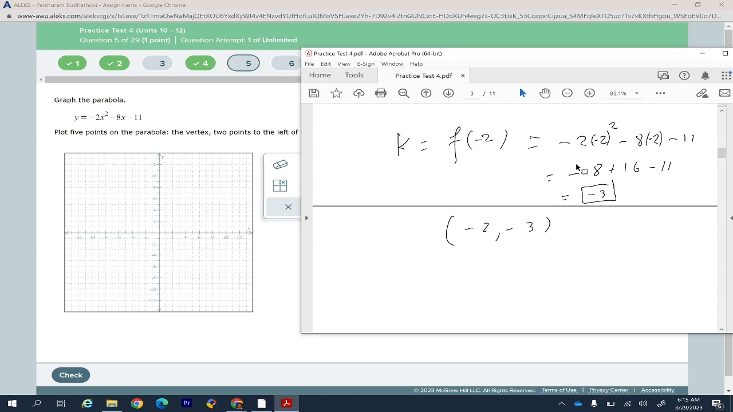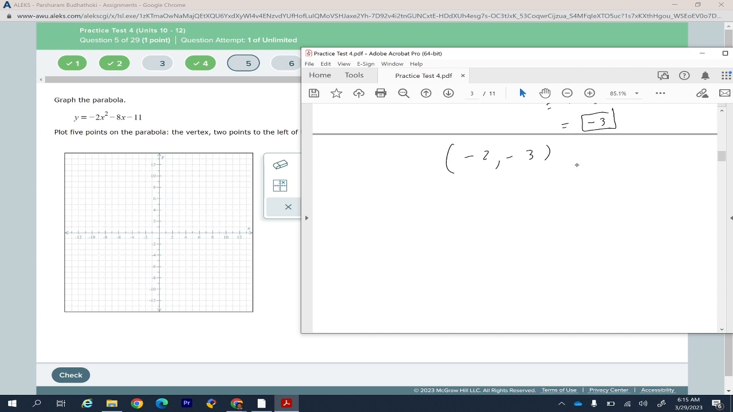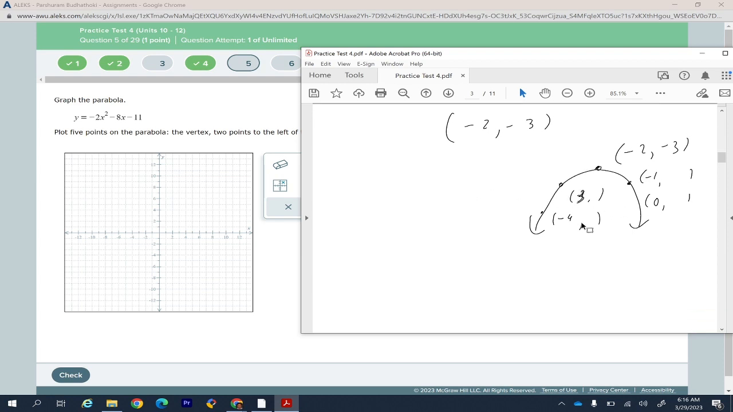So that's the vertex. And now, after finding the vertex, we need 2 points to the left. So we have to pick something. Let's say x is negative 1. Find the value of the function when x is negative 1. To the left, find the value when x is negative 3 and negative 4. To the right, you can choose negative 1 and 0, because these are the right points. But you need to find the value of the y coordinate for each x coordinate. So I'm going to do that here.